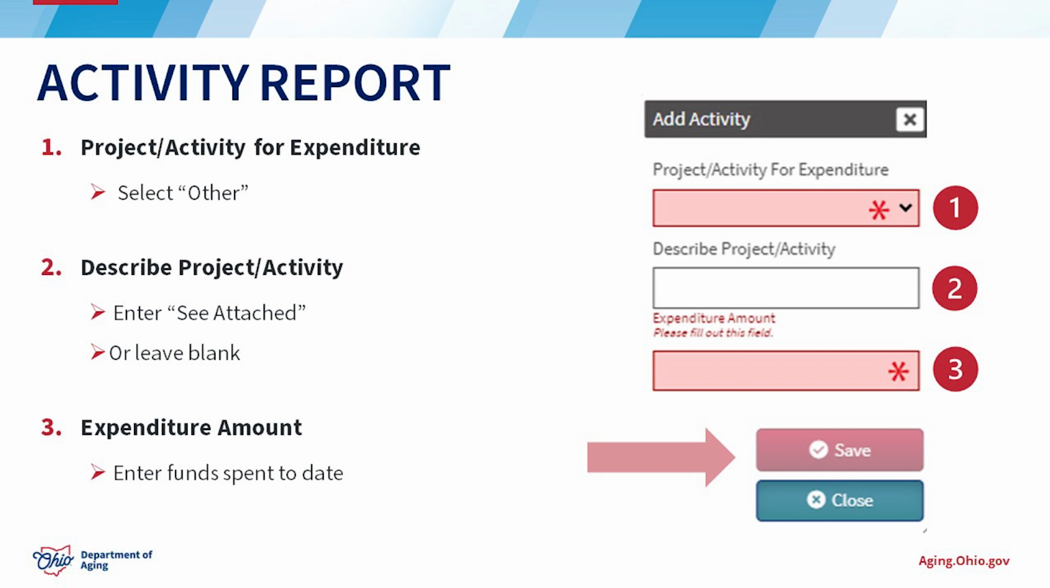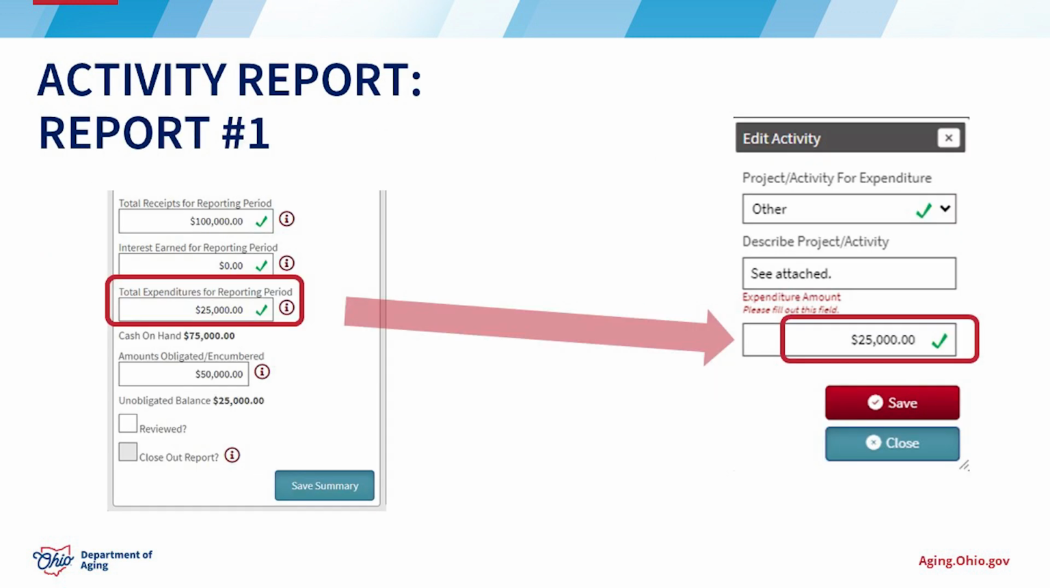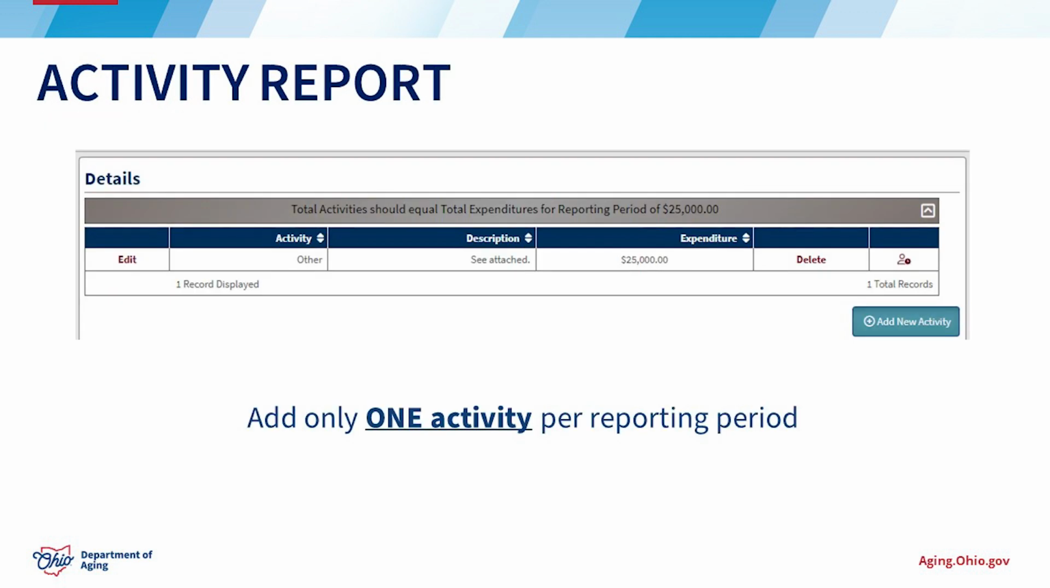So let's go back and look at our example of our activity report. If you remember, in our summary section, we reported that we expended or paid on $25,000 of our award. So you'll see $25,000 reflected here in our activity report. Once you save your activity, you'll see the activity appear in your details section.